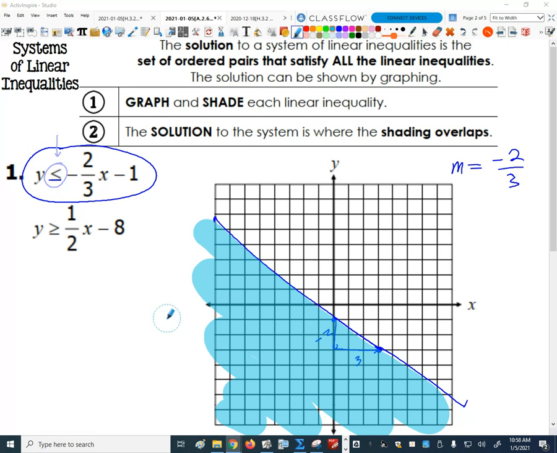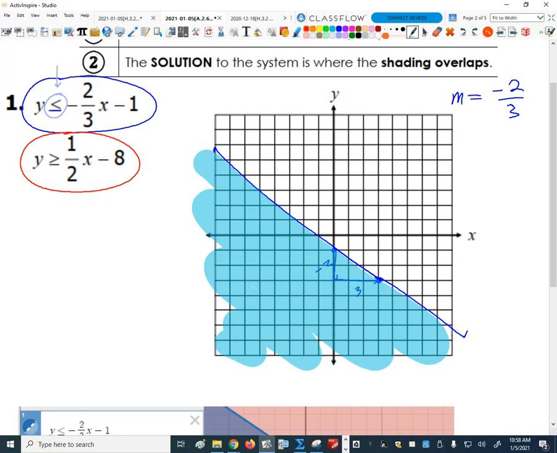Okay, now let's do the other one. This one will be red. So for the red inequality, Tony, help me out with the boundary line first. So you start at -8. Okay. And you go up 1/2 for the x. Okay. Solid or dashed boundary? Solid because of the equals. Good. Okay, so we get solid.